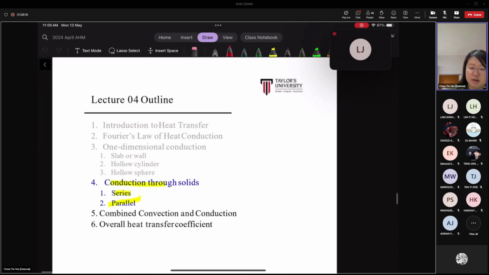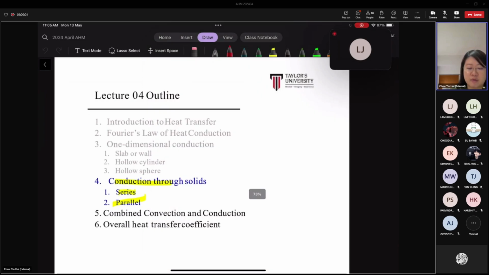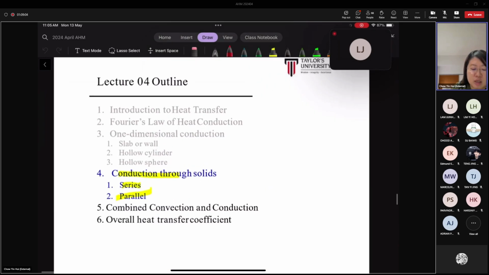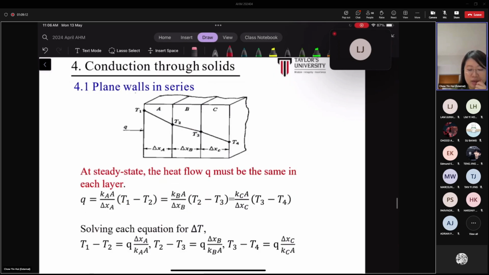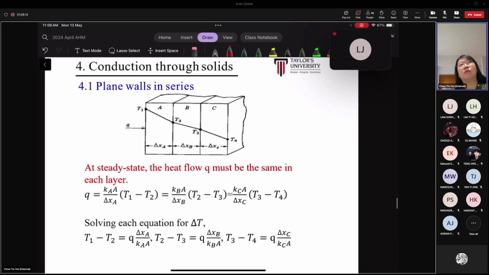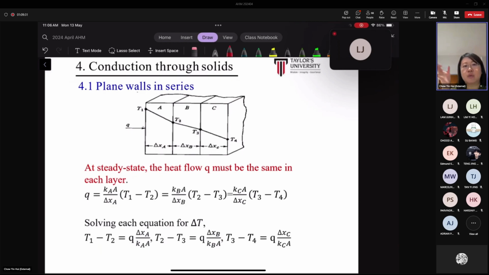Okay, now let's continue. We have just covered how to derive and solve the rate equation for the case of a slab, hollow cylinder, and hollow sphere. So what if we have conduction through solids in series and parallel? If you recall, this could be a case of packaging materials made of different materials layered in series, or the wall of some equipment like your oven or your fridge, where each side of the wall has several layers of different types of materials.